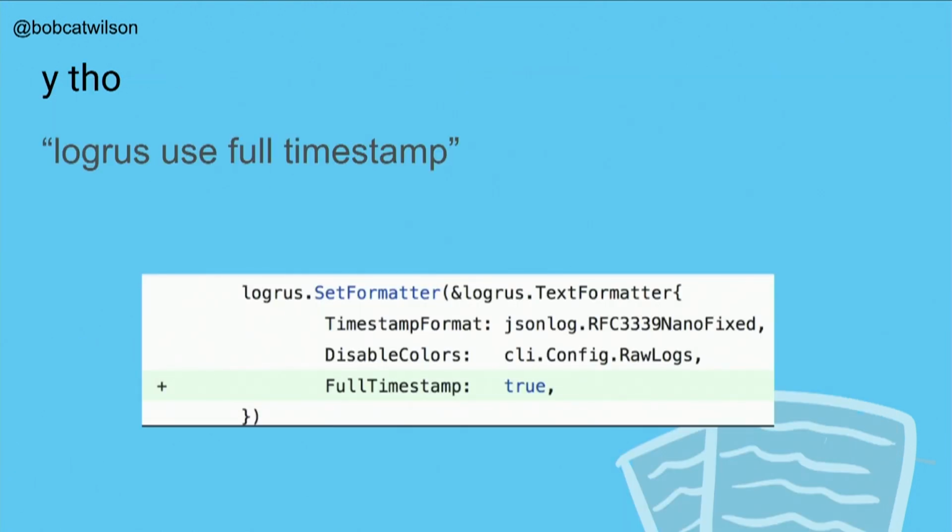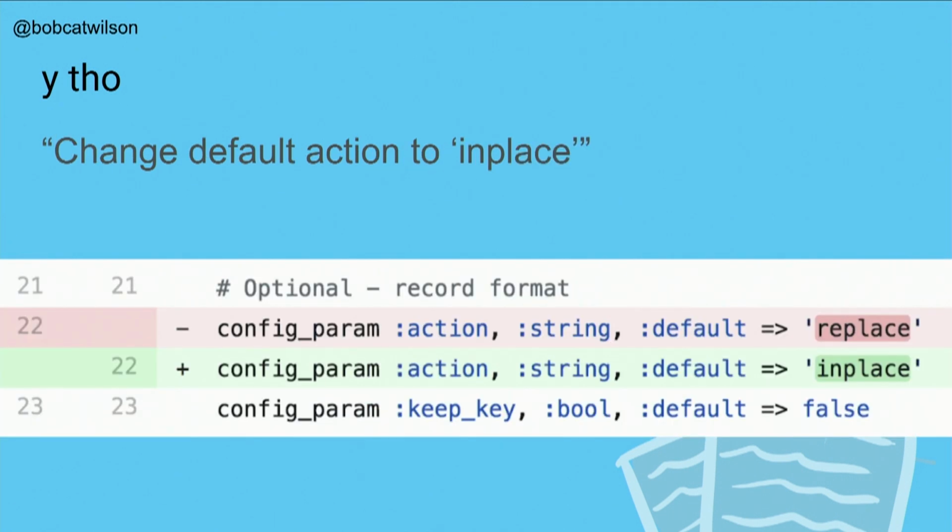But let's contrast that with some of the other commit messages we see. This is a classic. So the commit message for this is "logris use full timestamp." And then if you go and look at the code change, you can see that yes, we are using the full timestamp. But why? Or this, "change default action to in place." So we look at the code and we can see, yes, it used to be replace, now it's in place. But why? Why did we change it? What will happen if I undo it? Is this going to cause a bug? Or was this just an aesthetic thing and somebody liked it better? All of that information is missing.